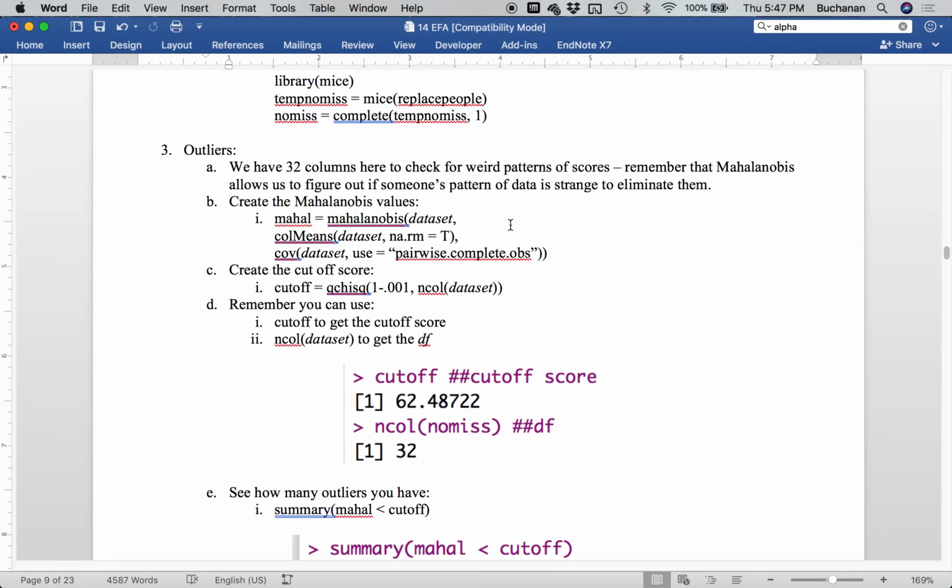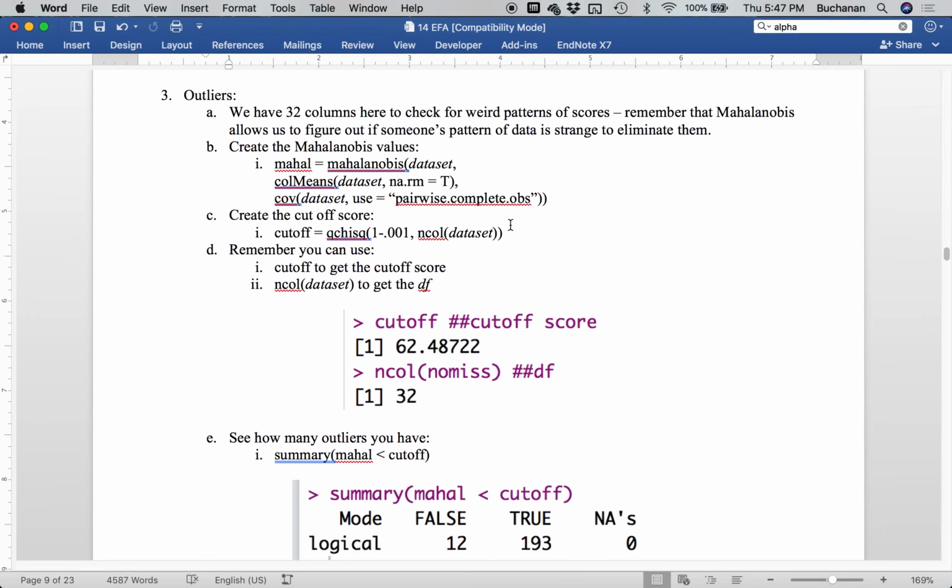Now let's create outliers. So we have 32 different columns to pick, and that's going to end up being our degrees of freedom for our Mahalanobis score. So for Mahalanobis, we want to use the name of the data set all 3 times here, and there are no columns to exclude in this example. Our cutoff score is going to be based on chi-square, because remember, our Mahalanobis scores are chi-square distributed based on the number of degrees of freedom. Here, it is the number of columns entered, not the number of people.